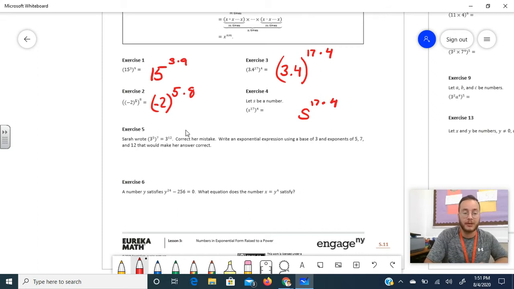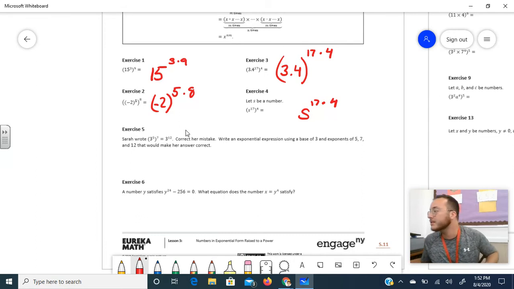Exercise 5. Sarah wrote 3 to the 5th power raised to the 7th power equals 3 to the 12th power. Correct her mistake. Write an exponential expression using a base of 3 and exponents of 5 and 7 and 12 that would make her answer correct.